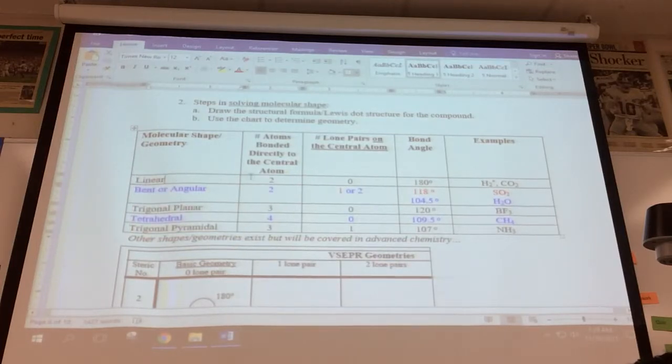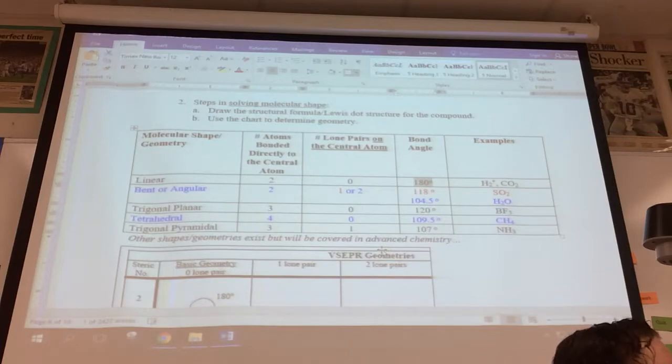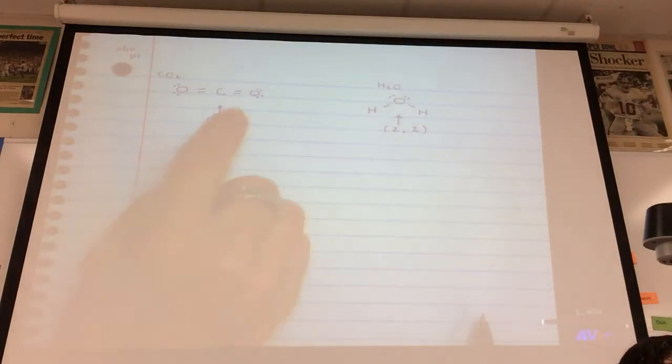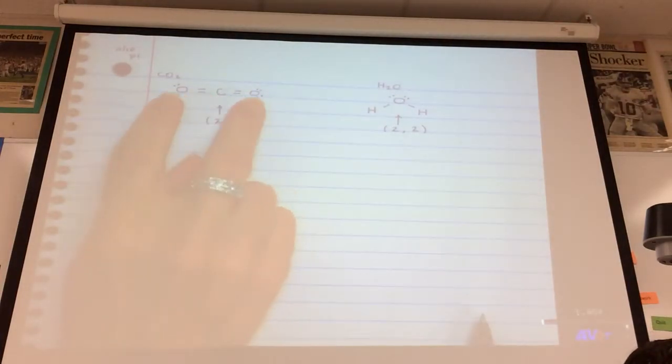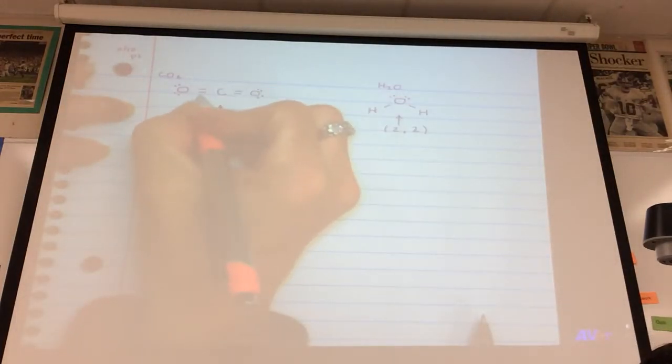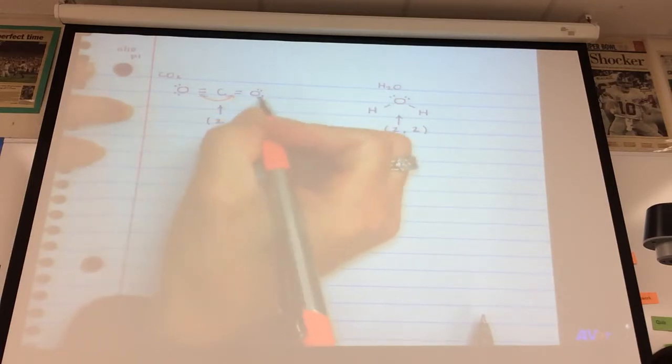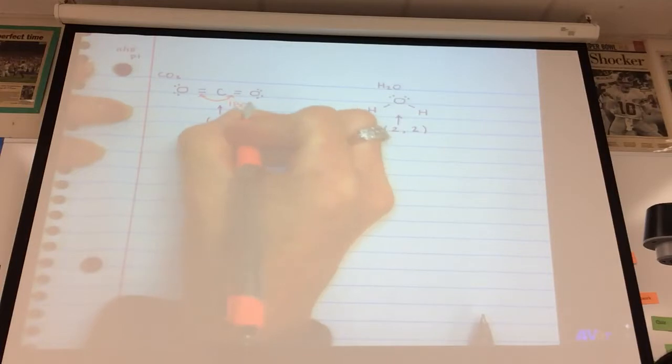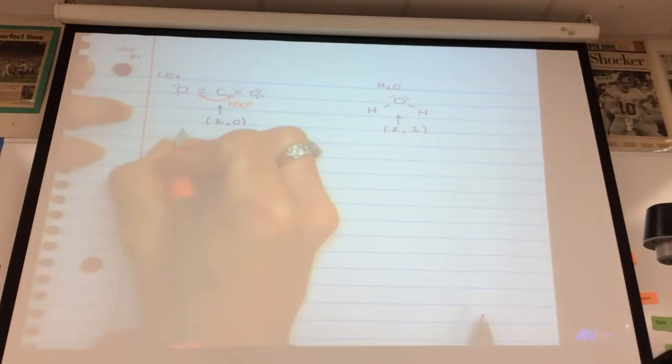In a linear shape, there are two atoms bonded directly to the central atom. There are no lone pairs on the central atom, and the bond angle is 180 degrees. Two examples are given there. I'm going to do CO2 first, because that's the one we drew. And what you can see here is the carbon is bonded to two atoms. No lone pairs on the carbon. This bond angle is 180 degrees, a straight line, and this shape is linear.